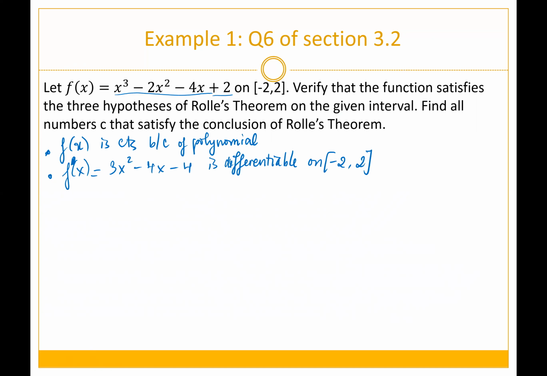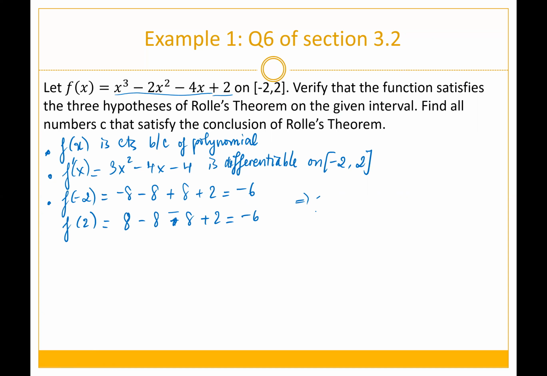Now we have the last condition, which is f of negative 2, which is going to equal negative 8 minus 8 plus 8 plus 2, which is going to be negative 6. f of 2 is also going to equal 8 minus 8 minus 8 plus 2, which is also negative 6. So you have f of negative 2 equal to f of 2 equal to negative 6. So all conditions of Rolle's theorem are satisfied.